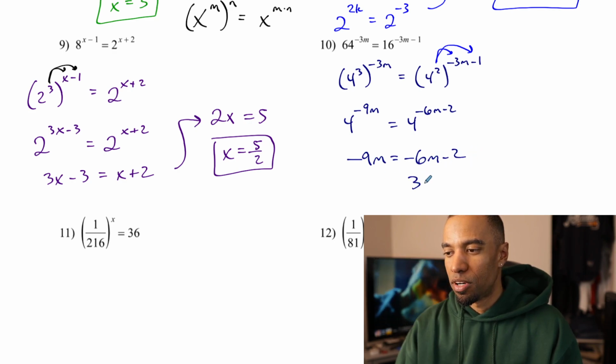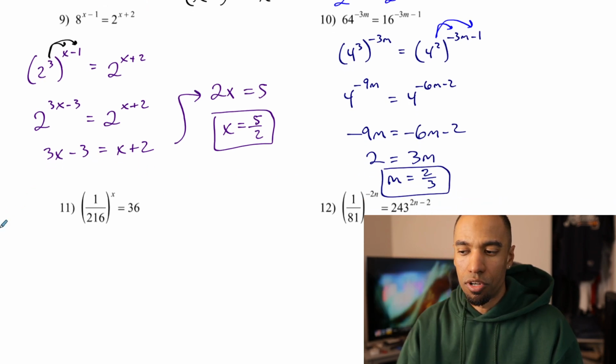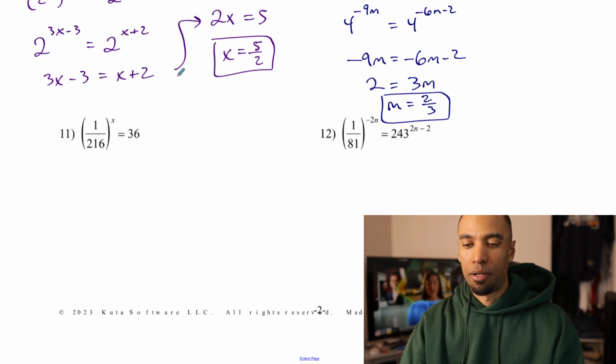Let's add 9m over here to make this positive, add 2 over here, and then divide by 3. I get 2/3. I've seen the 2/3 before, but for a way different problem. All right, 2 more. Number 11.